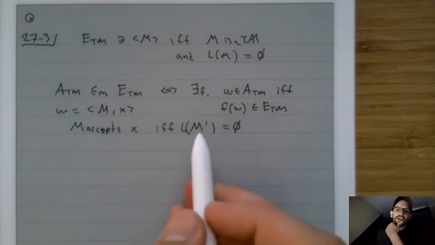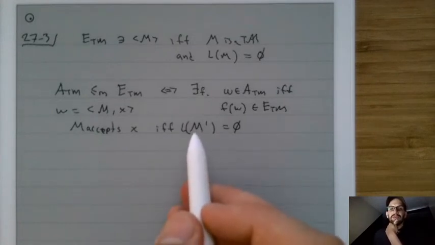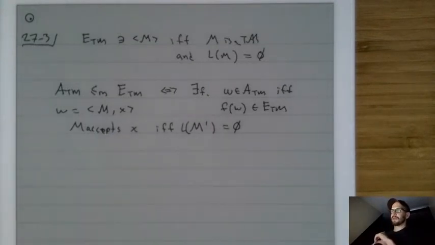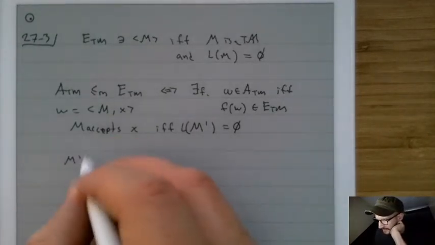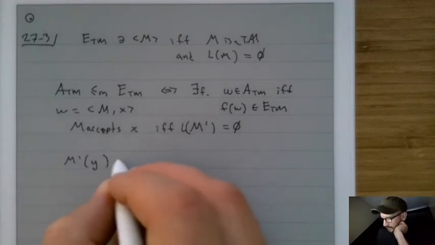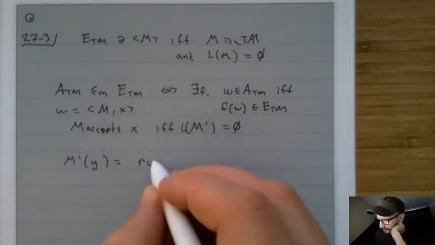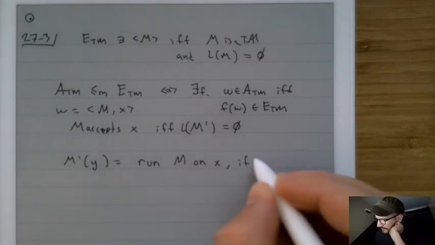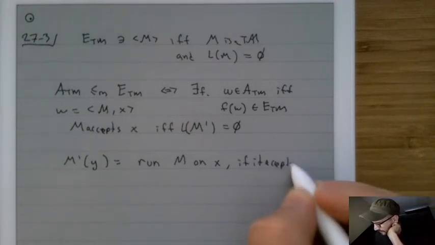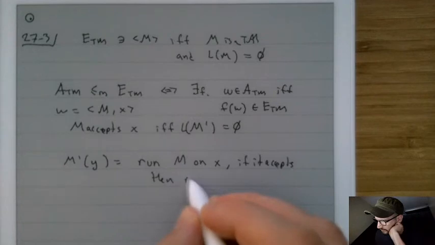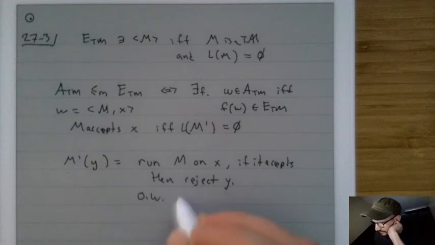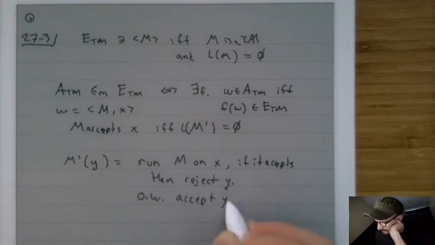f has to construct an MPrime where the language of MPrime is empty if and only if M accepts X. Okay, so how can we do that? Well, here's what we do. We just say that MPrime takes in input Y, and what it does is it says, I'm going to run M on X. If it accepts, then we will reject Y. Otherwise, we're going to accept Y.